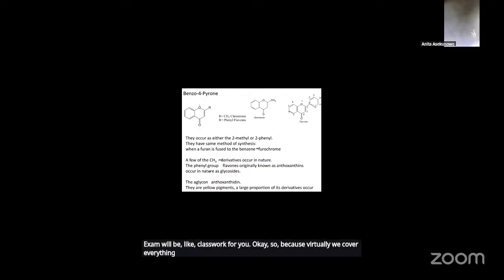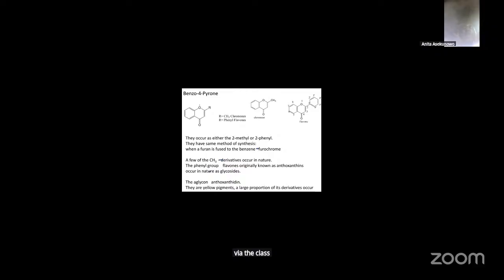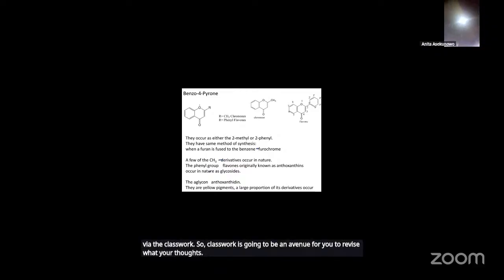CA before test. Number 2, if you're able to work on this classwork, follow it and understand it very well, the exam will be like classwork for you. Because virtually we cover everything we say in the class via the classwork. So classwork is going to be an avenue for you to revise what you are taught. So when you come in the exam, you'll be familiar with it. It will not be a strange thing for you in the exam.